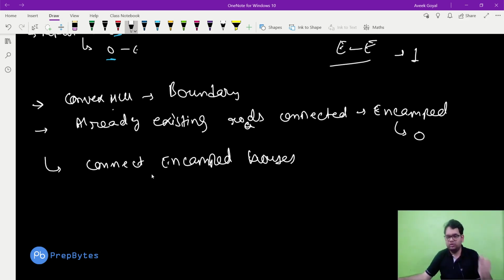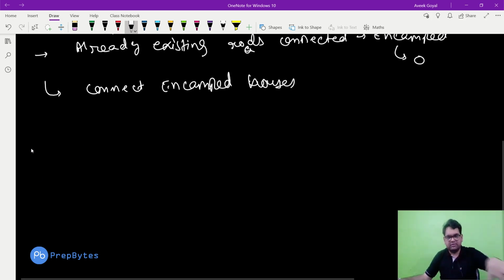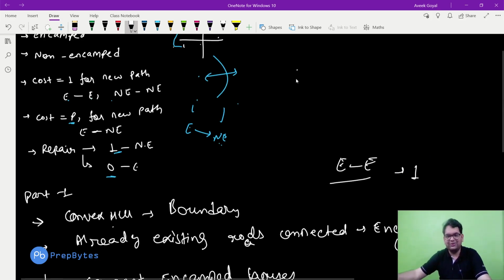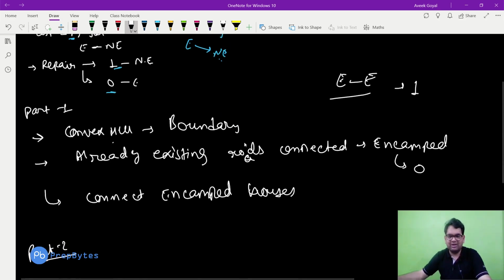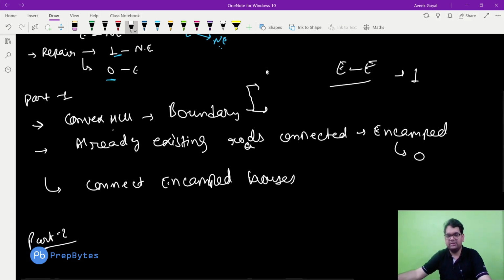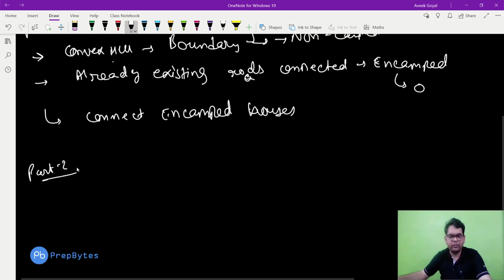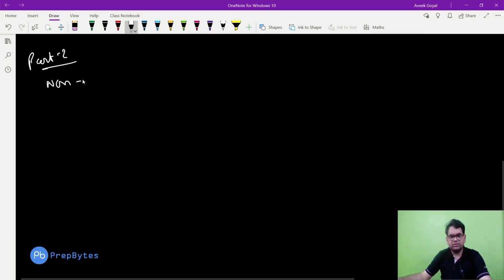So this first half, part 1, will give me the connected minimum graph for the encamped houses. Now let's come to part 2. Let's also have a part 0. This part 0 is nothing but, after convex hull, creating 2 things: a graph for the encamped houses and a graph for the non-encamped houses, to make it modular and easier when you debug.